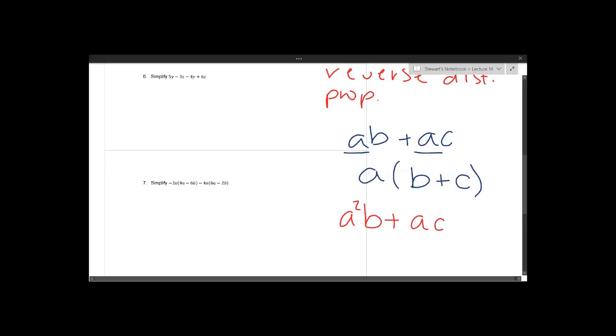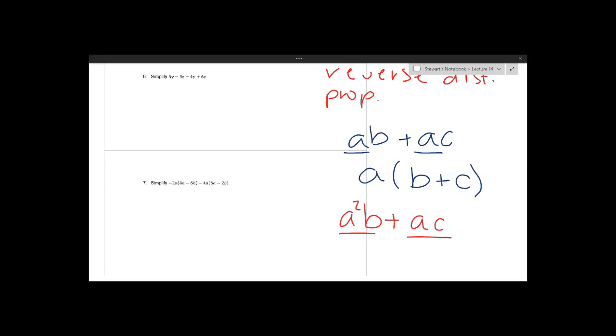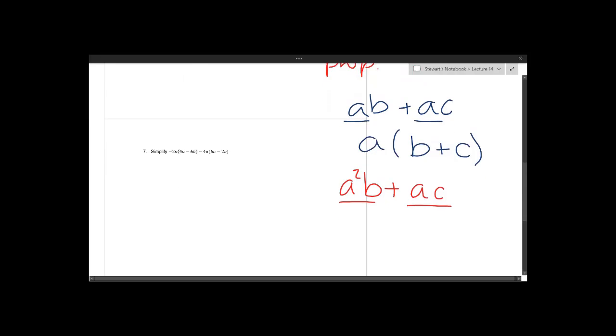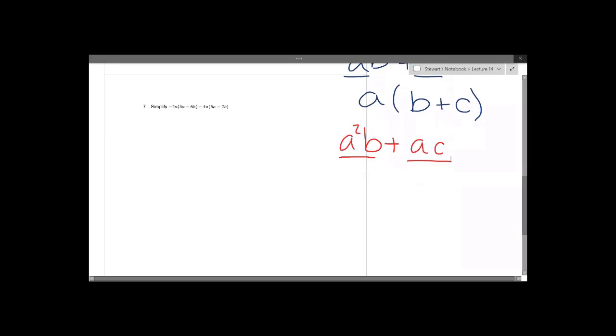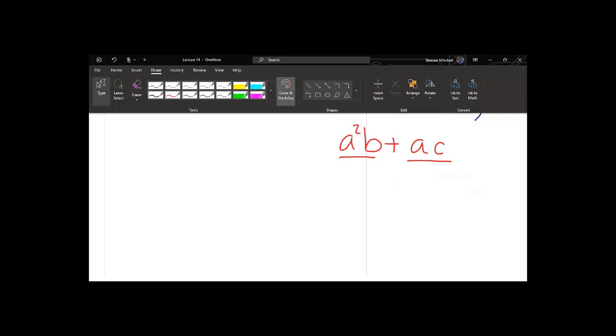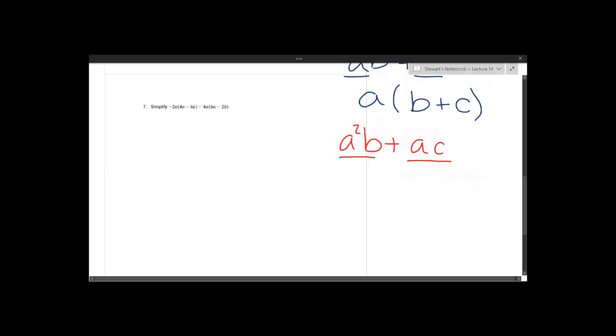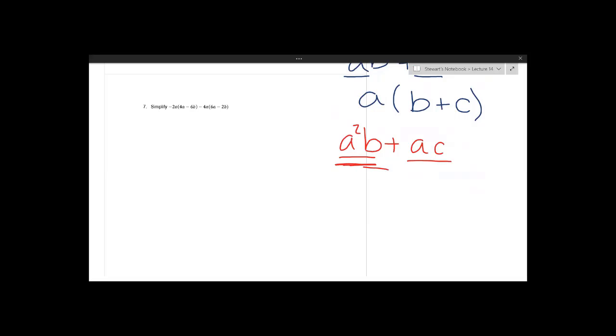plus ac. In this case, the common term in both of these is still the a. However, it's just a, not a squared. Because both terms that are separated by the plus sign have an a in them, but only this one has two a's, an a squared. Because you could rewrite this as a times a times b plus ac. Now, if we factored out the common term, which is just a single a, we'd still be left over with one.